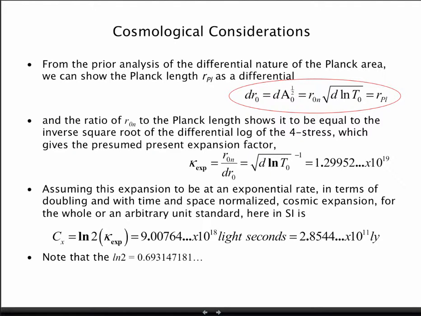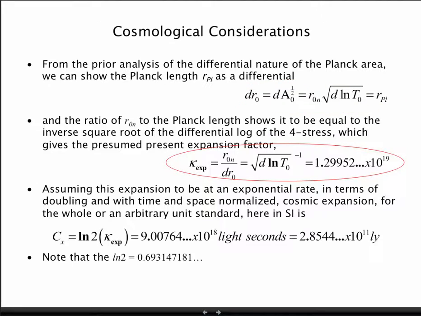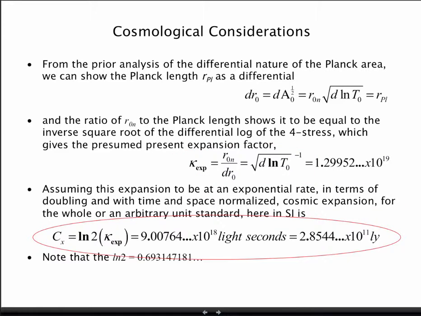We next have the following cosmological considerations arriving from the relationship between the neutron scale and the Planck scale. Here we have the square root of the differential area, which is equal to the Planck length. And the ratio of the neutron length scale to the differential is equal to the square root of the natural log differential and constitutes the current cosmic expansion factor, evaluated as shown. The product of the expansion factor and the natural log of 2 in terms of a doubling gives the following cosmic extent. Current estimates from observation are approximately 60% of that figure.